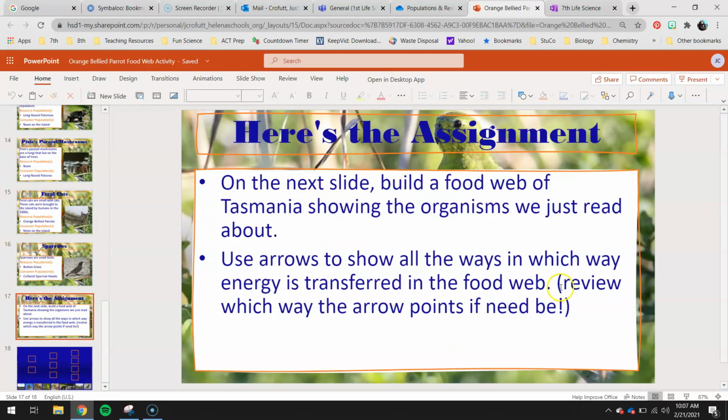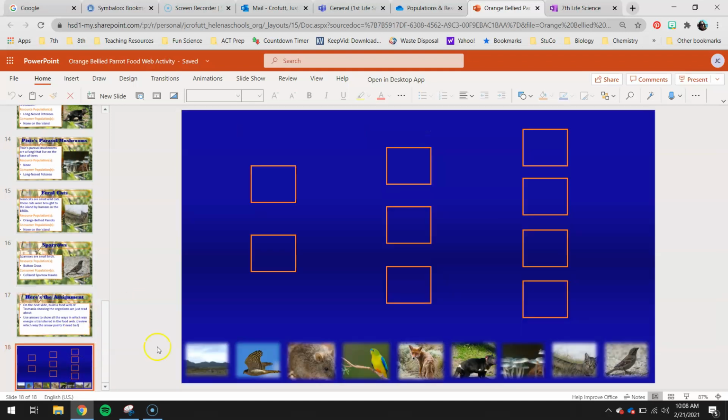Okay, so here's your assignment. On the next slide, you are going to build a food web of Tasmania showing the organisms we just read about. Use the arrows to show all the ways in which energy is transferred in the food web. Review which way the arrow points if need be. So remember, your arrow is going to point to where the energy is transferred.